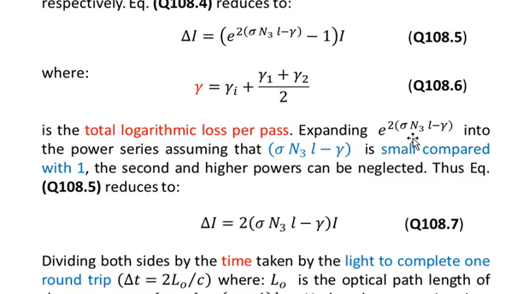Of the first two terms, the first term will be equal to 1, which will be cancelled out by the minus 1 term in equation number 5. So only the second term of the exponential will survive, because the higher terms have been neglected. So we write delta I is equal to 2 times sigma times N3 into L minus gamma, multiplied by the intensity I outside this parenthesis, as shown in equation number 7. This is the compact form which gives you the change in intensity after one round trip.